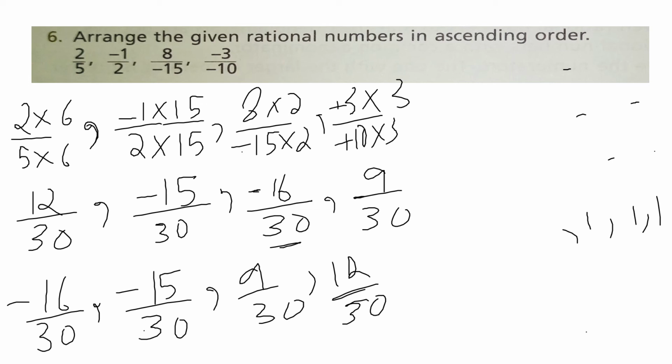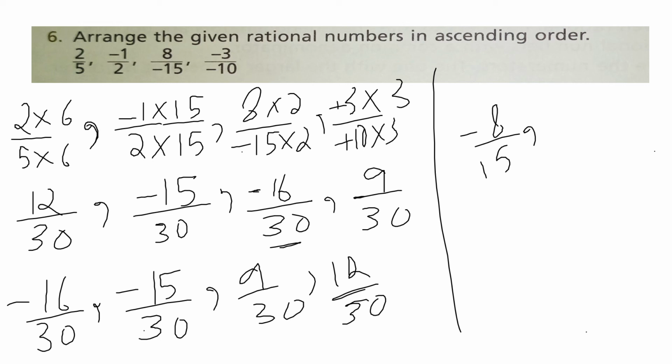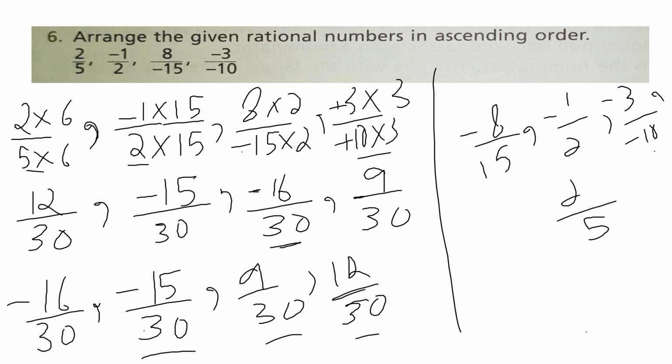But at the end you have to write the original fractions. Minus 16 by 30 was originally minus 8 by 15. So first write minus 8 by 15. Then minus 15 by 30 is minus 1 by 2. 9 by 30 was this one, minus 3 by minus 10. And the last one is 2 by 5. At the end you have to write the fractions from the question.